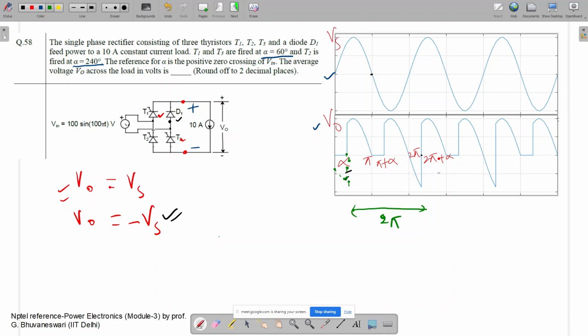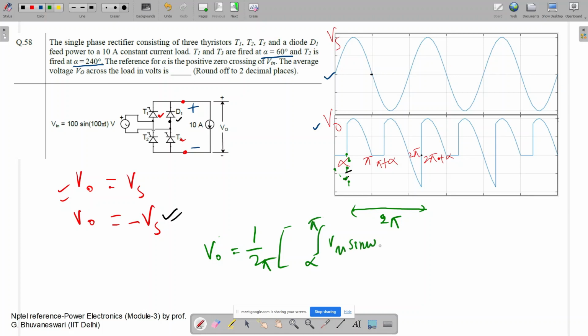Okay. So with this waveform, we can calculate the average value. How can we calculate it? V0 average is equal to, time period is 2 pi, so 1 upon 2 pi. From here to here we are integrating. So first alpha to pi, what is the waveform? Vm sine.